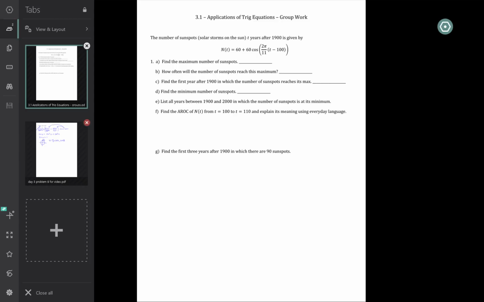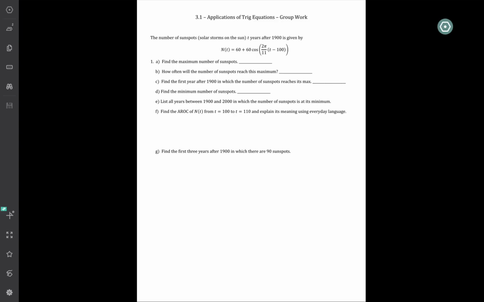A lot of this will come from just thinking through what the graph looks like. The solving part will come a little bit later in the problem. So first thing, we're supposed to find the maximum number of sunspots. How often will the number of sunspots reach its maximum? First time it reaches its max, minimum.